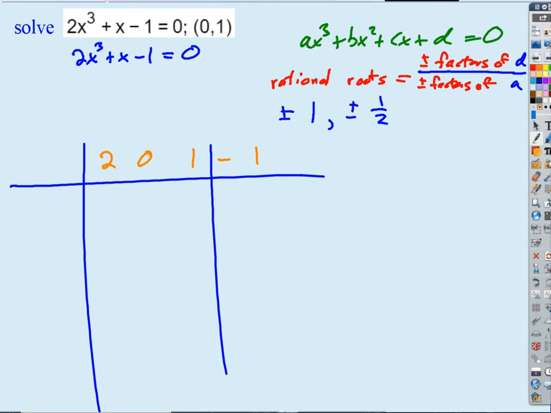Let's check one that doesn't work, like 1/2. Did you learn how to do synthetic division with fractions? It's almost the same. I'm going to run out of time, so maybe I'll do that tomorrow. We'll take a quick moment and do that tomorrow.